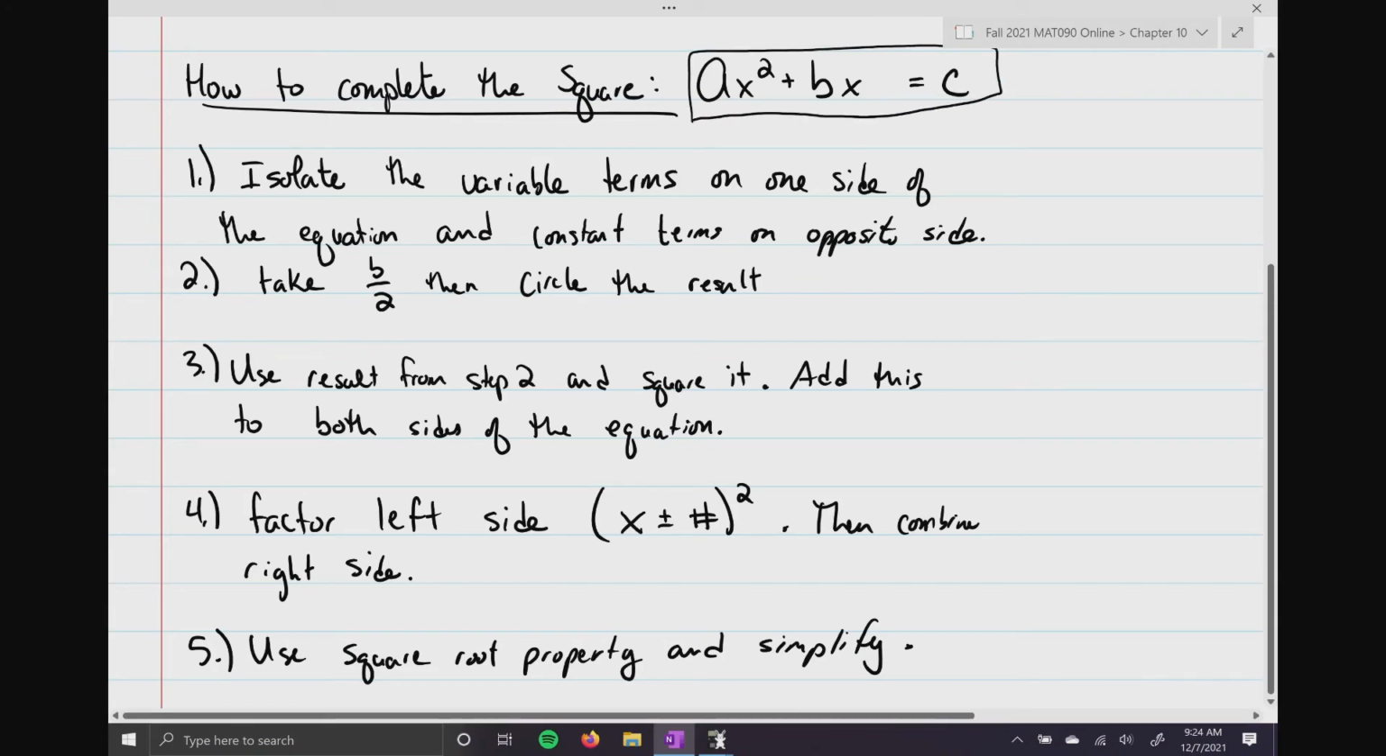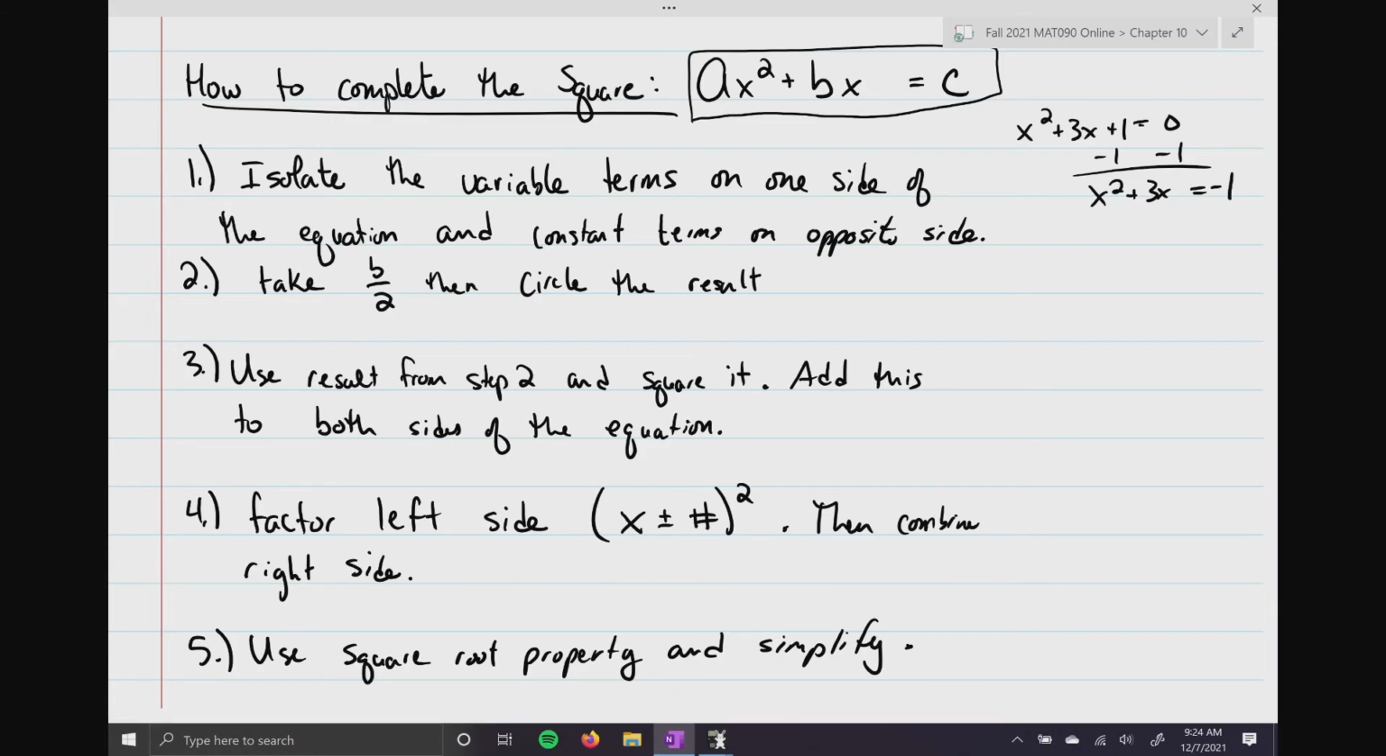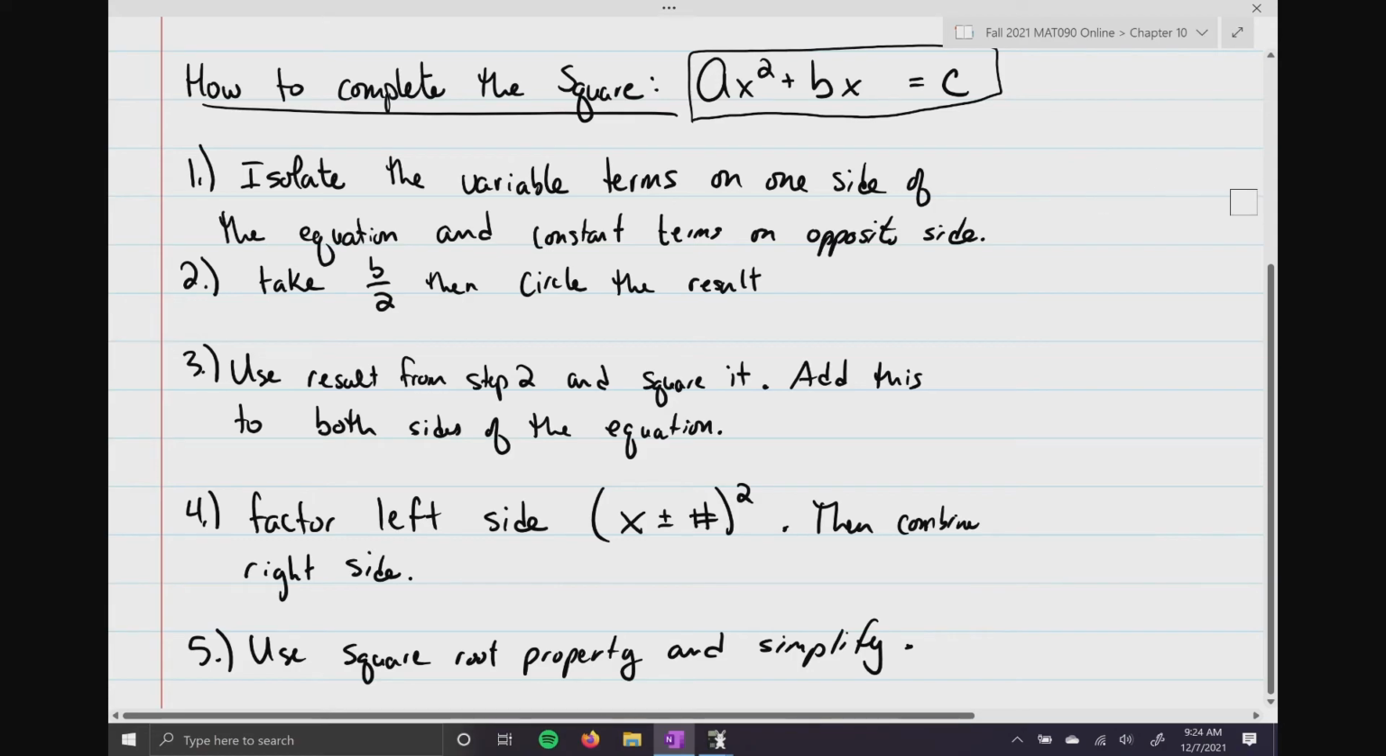So step 1 says to isolate the variable terms on one side of the equation and the constant terms on the opposite side. So if you have something that looks like x squared plus 3x plus 1 equals 0, what you're going to have to do is subtract 1 from both sides first. Okay, and then you could start your problem. So step 1 is what we just did: isolate the variable terms on one side of the equation, constant terms on the opposite side.